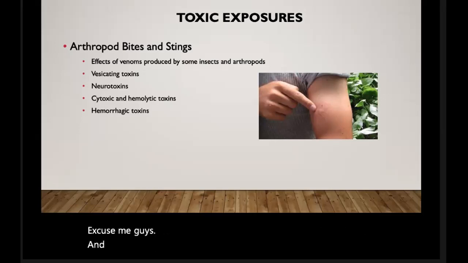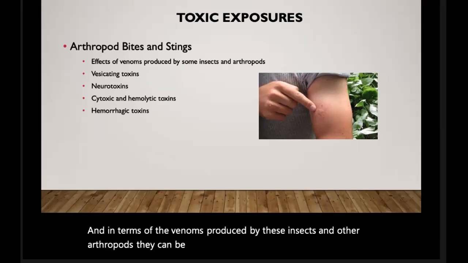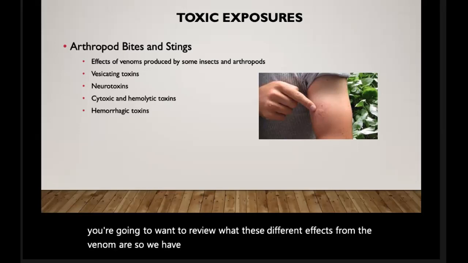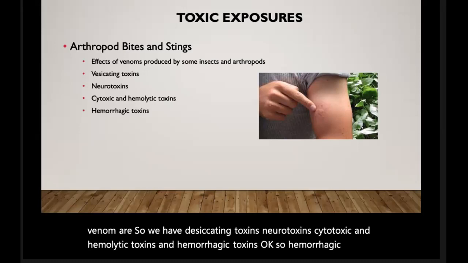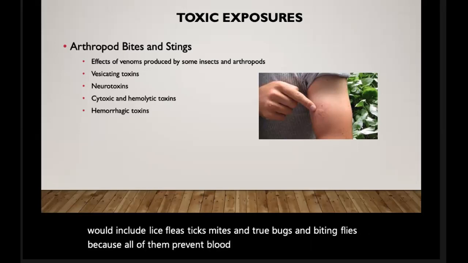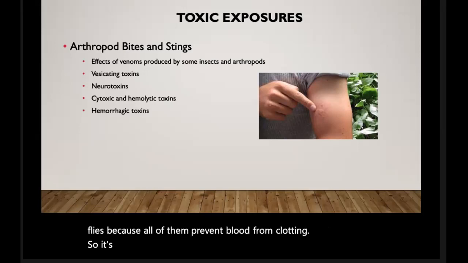In terms of the venoms produced by these insects and other arthropods, they can be classified according to their effects. So you're going to want to review what these different effects from the venom are. We have vesiculating toxins, neurotoxins, cytotoxic and hemolytic toxins, and hemorrhagic toxins. Hemorrhagic toxins would include lice, fleas, ticks, mites, true bugs, and biting flies, because all of them prevent blood from clotting. Each toxin affects the pathophysiology in the body differently, so make sure you review that.